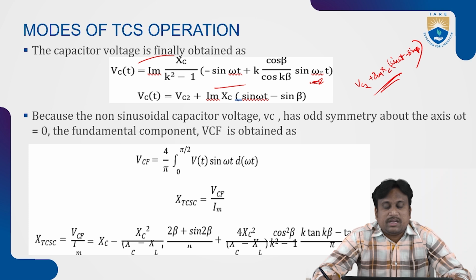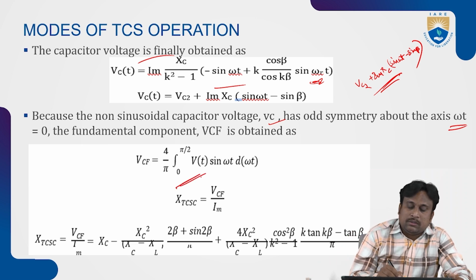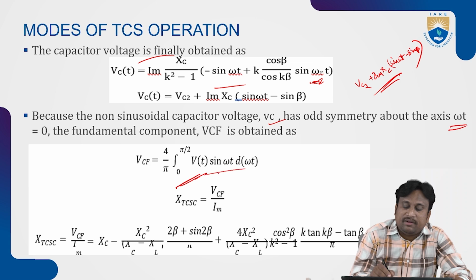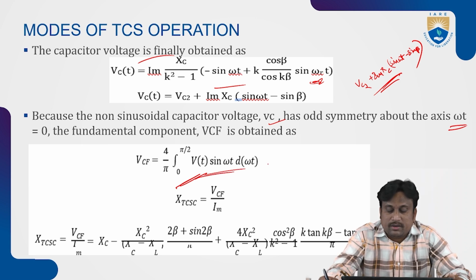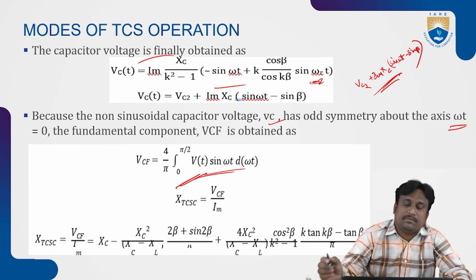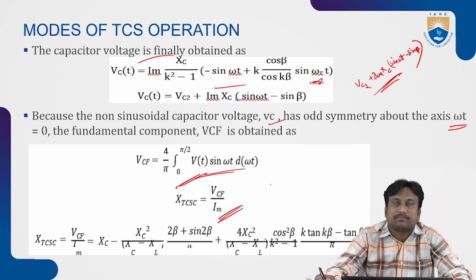Because of the non-sinusoidal capacitor voltage Vc, it has an odd symmetry about the axis, that is omega t equals to 0. So the fundamental component Vcf is obtained as 4 by pi integral of 0 to beta of Vc of t sin omega t d omega t. So XTCSC, the reactance of the TCSC, is Vcf by Im.